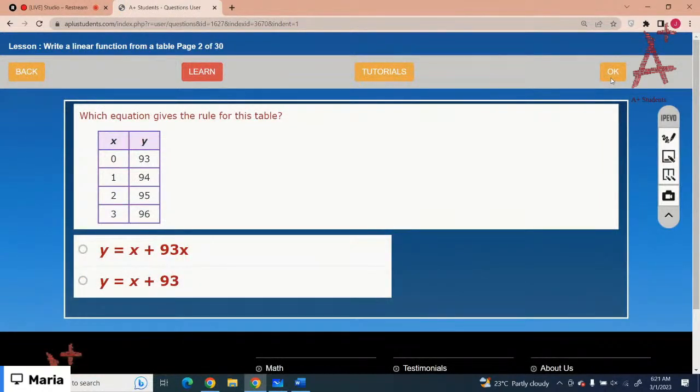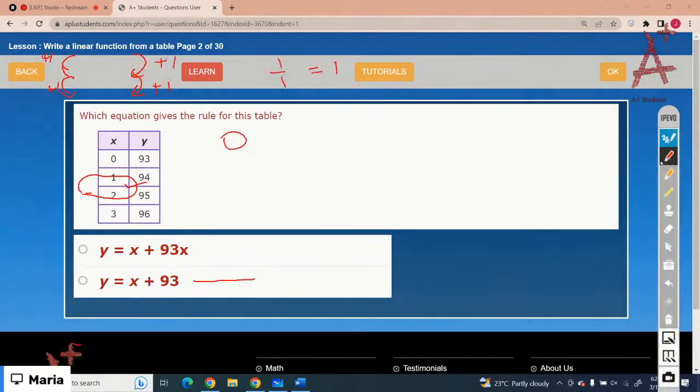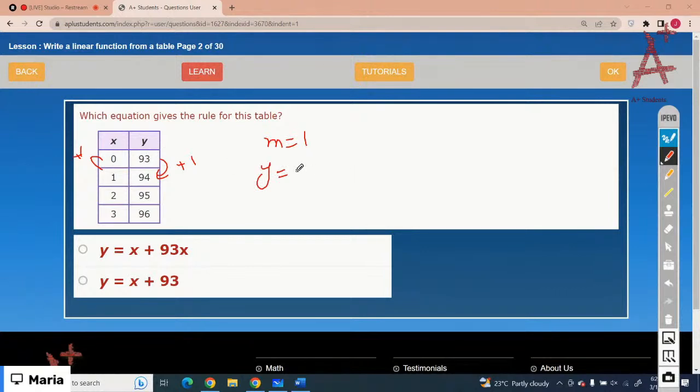Okay, that's the one we did on the tutorial. See here, you have the difference is 1. 93 plus 1 is 94 and 0 plus 1 is 1. So the slope for this one is 1. Got it? It would be y equals x plus 93. That is option number 1. No, not 93x. That would be x plus 93. Option number 1 is the correct one. Option number 2, sorry.